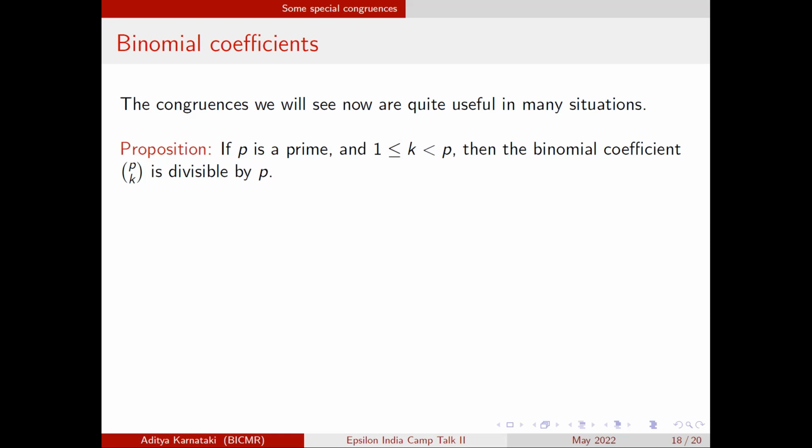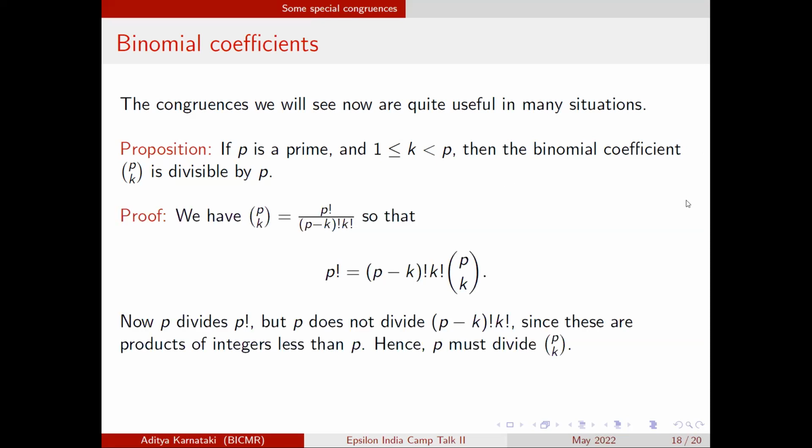The first proposition is that if P is a prime and K is an index for the binomial coefficient which is strictly less than P and not 0, then the binomial coefficient P choose K is divisible by P. The proof uses the multiplicative definition, as one might guess. You write down the definition and then cross multiply to clear out denominators. As you have, P factorial is the product of these three terms.